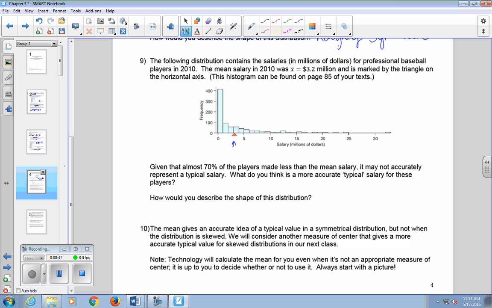And given that 70% or almost 70% of the players made less than the mean, we might not think that this actually is a typical salary, right? So what would be a more accurate salary for these players? Probably something more over in this ballpark. And when we look at the shape of this distribution, how would we describe it? We would say that it's skewed right. And so notice that the mean gets pulled towards the tail.